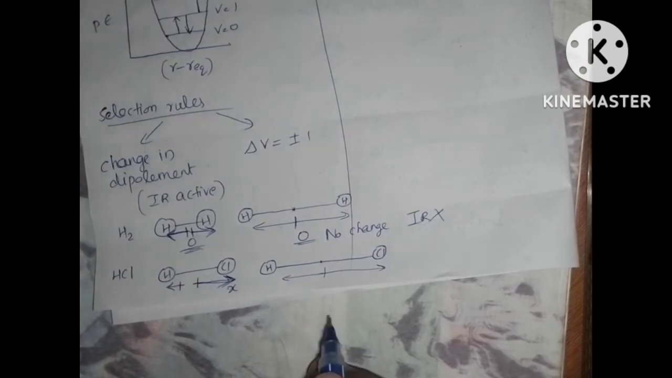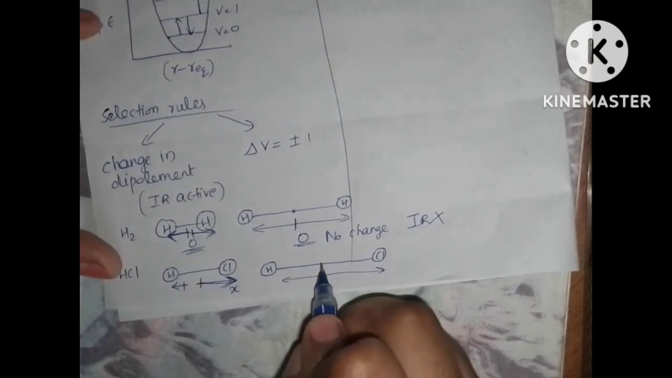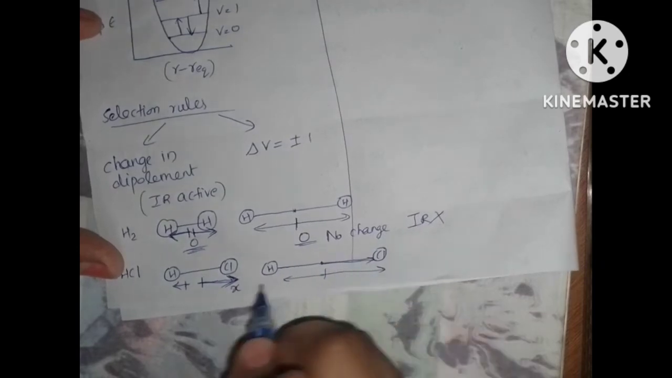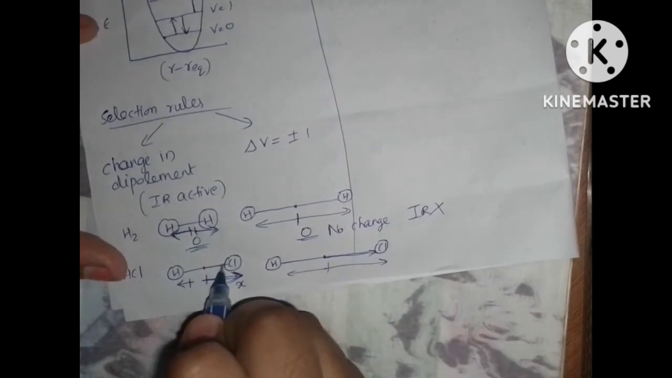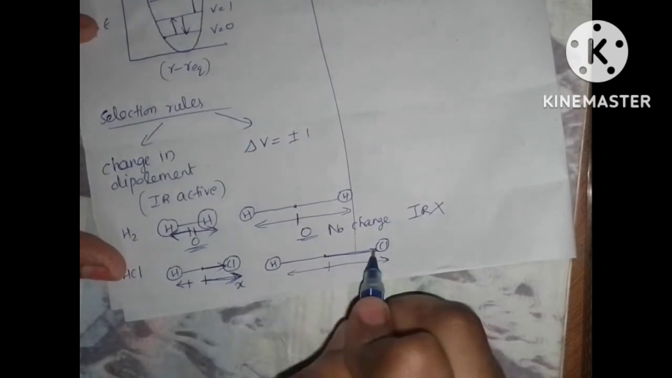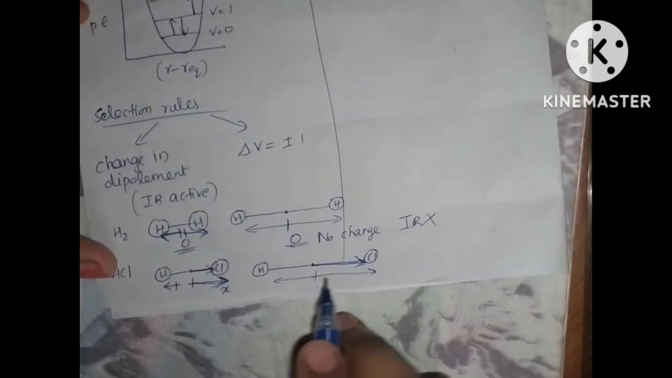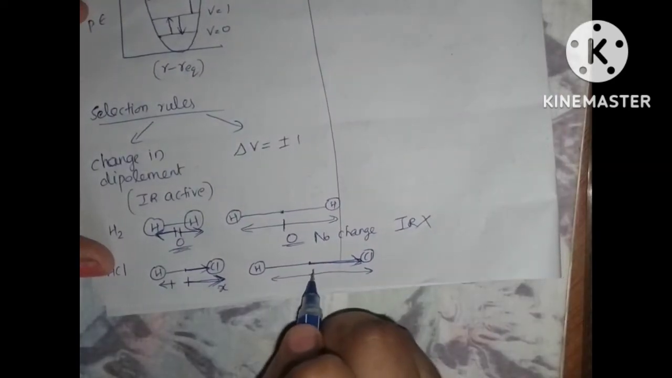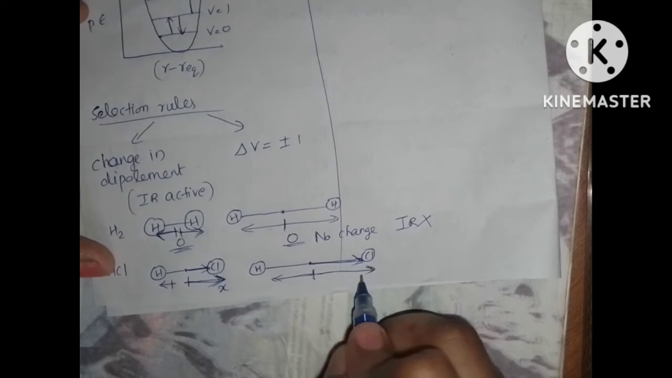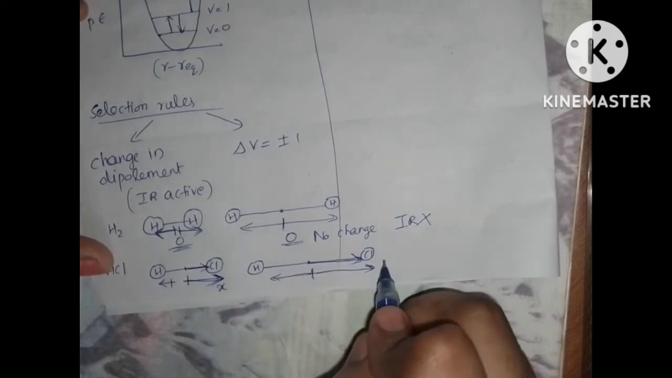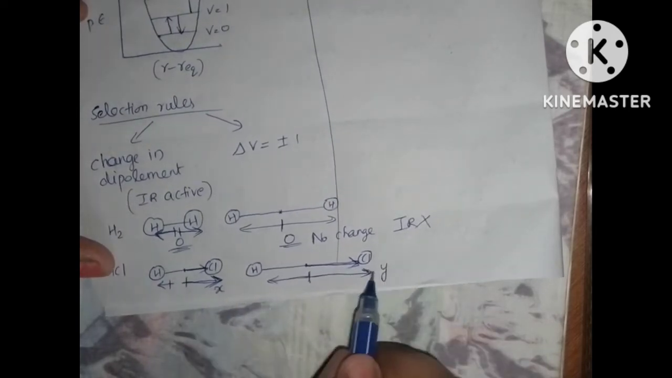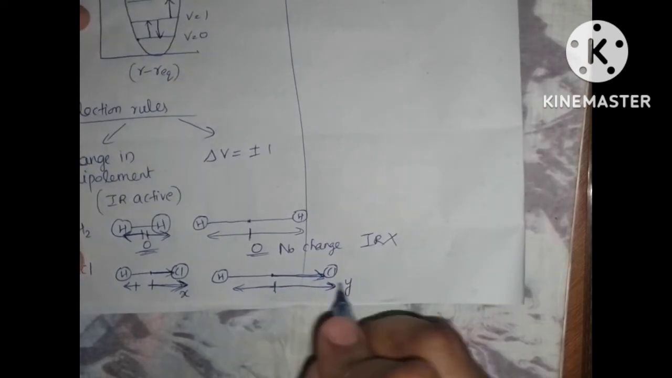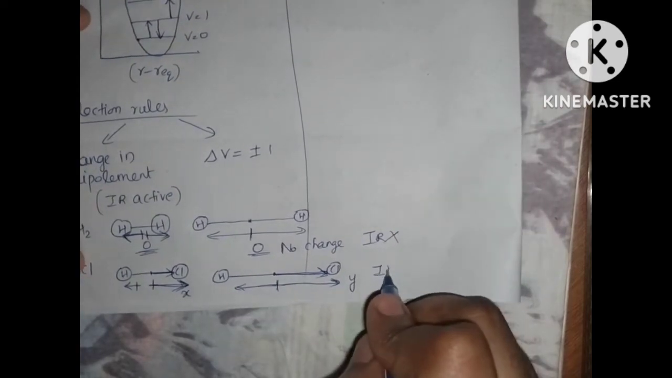The value of the dipole moment changes according to the distance from the center. For this distance the dipole moment value is different, and for another distance it will be different. So the dipole moment value for this molecule will be different from this x value, say y. So there is a change in dipole moment, so the molecule HCl is IR active.